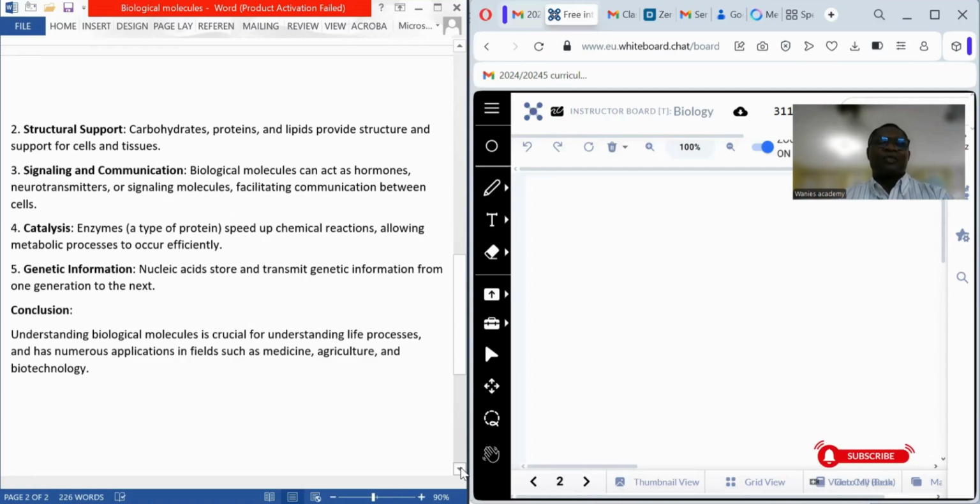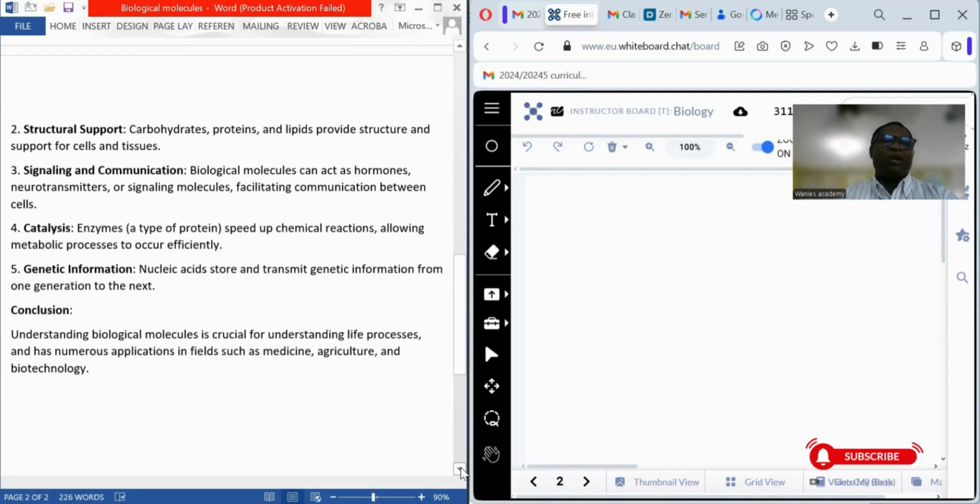Catalysis is another major function of biological molecules. Catalysis is the ability to speed up reactions in the body of organisms. So they act as chemical catalysts that speed up reactions that make metabolic processes occur specifically. Enzymes are specific in function. So they carry out some processes and they speed up reactions and processes in the body of living organisms.